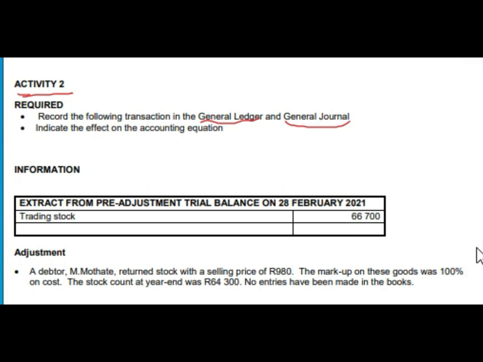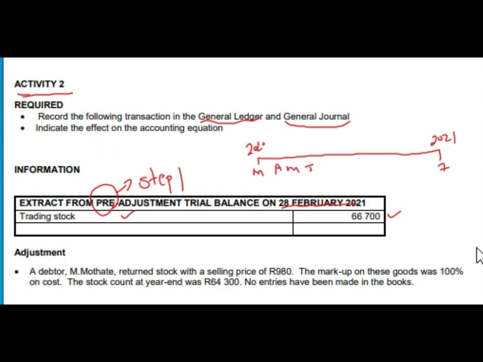So guys, in year-end adjustments, always know that we need to have a pre-adjustment trial balance. That is our step number 1. Under the pre-adjustment trial balance, we have an account of trading stock with an opening balance of 66,700, while not forgetting our timeline. It says extract from the pre-adjustment trial balance on the 28th February. Our financial year ends February 2021, meaning it started in March 2020: March, April, May, June, July, August, September, October, November, December, as well as January.